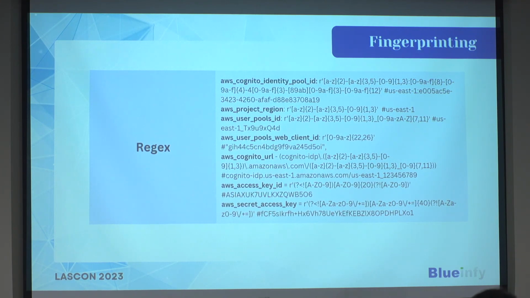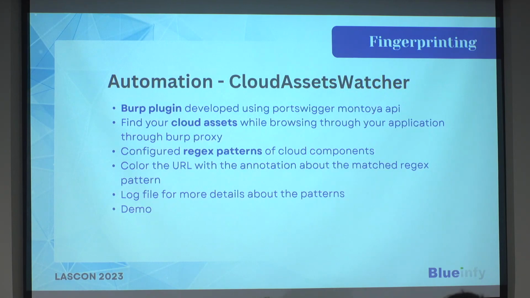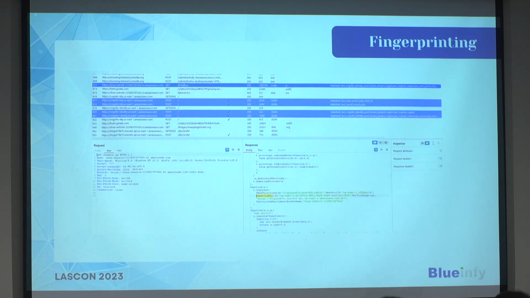So we made a small Burp plugin called Cloud Assets Watcher. This is a Burp extension, and if you keep it on, it continuously monitors your applications while browsing. So while browsing your application, put a proxy and install this plugin. It will find your cloud assets and show them as a part of the traffic itself, with color and which particular regex matched. So without any effort on searching, this will show you that, for example, keys are available.